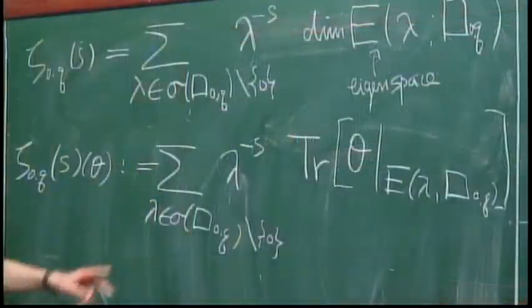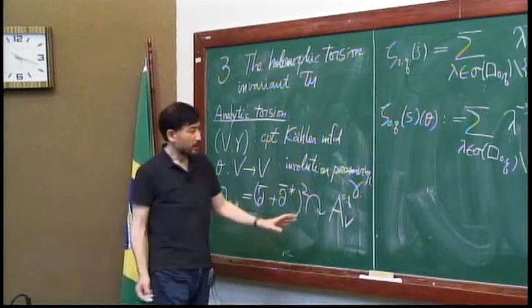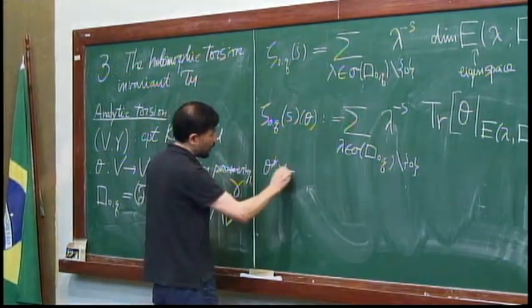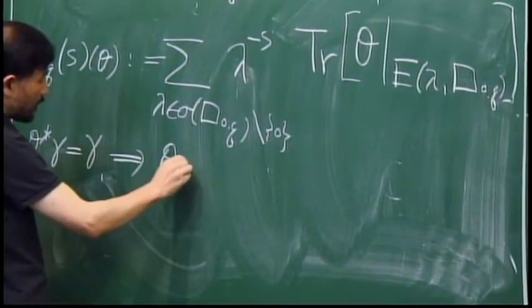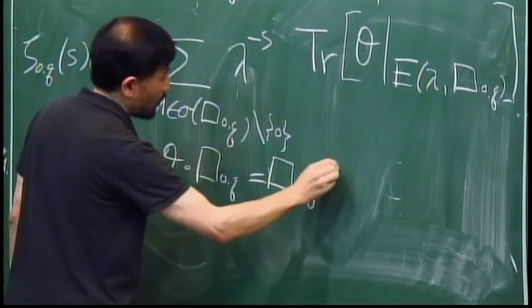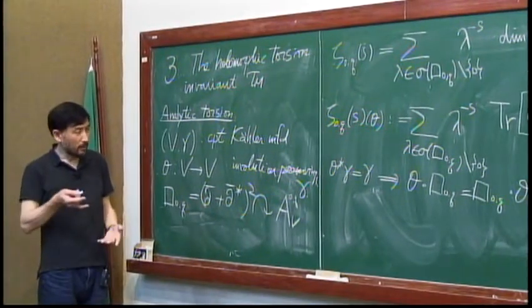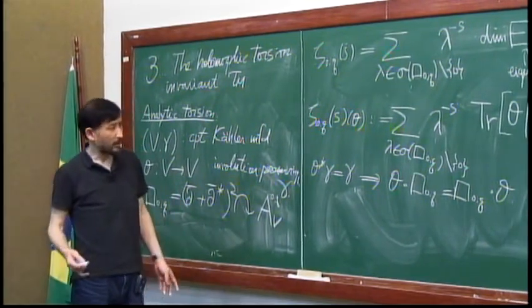And this is possible because by the assumption that theta preserves a metric, this condition implies that theta also commutes with the Laplacian. So theta acts on the eigenspace. So this is the equivariant version. I consider today only the involution, but if you consider a group action which preserves the metric, you can proceed in quite a similar way.